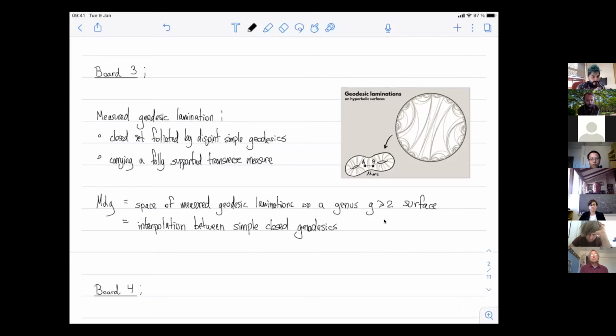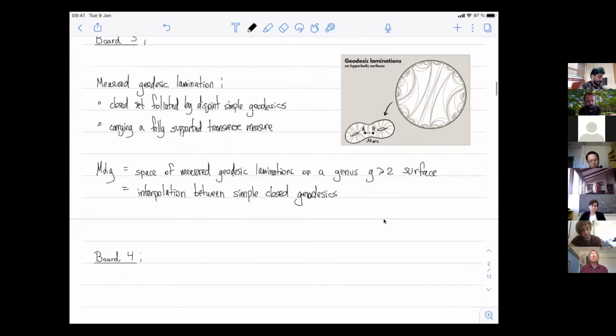The only thing we're going to use is that this space exists. From now on, I'm never going to use a specific picture of a lamination. I'll just use some properties about densities of simple closed curves. So just think about it as a continuum where the simple closed geodesics sit.